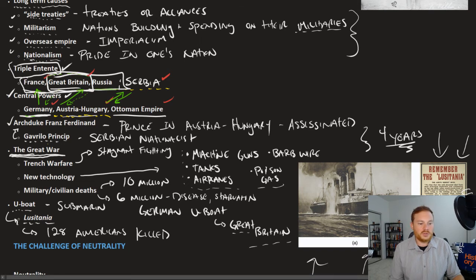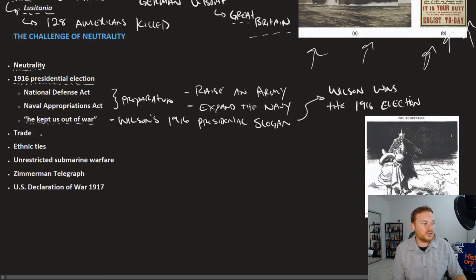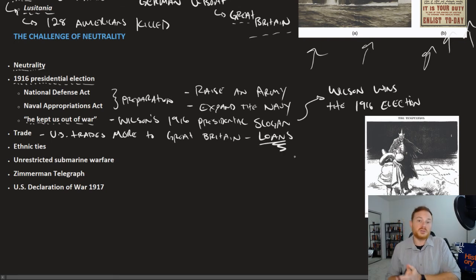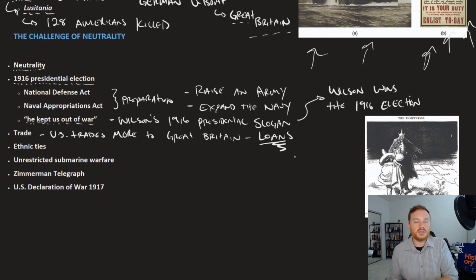The first one of those things is trade. The U.S. trades more to Great Britain, right? More to Great Britain. They loan, right? Loans more money. And if you're a U.S. bank and you're loaning to Great Britain, if you want to get paid back, you want the side that you're loaning to win. Great Britain had effectively blocked Germany off from trade.